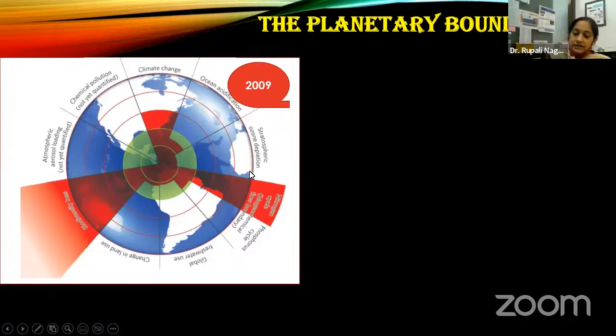What defines these 9 boundaries is that Earth has a special ecosystem which can sustain life. And if we are disturbing it, soon there will be conditions where the living conditions or habitating conditions will not be conducive anymore. And this was an alarming paper.